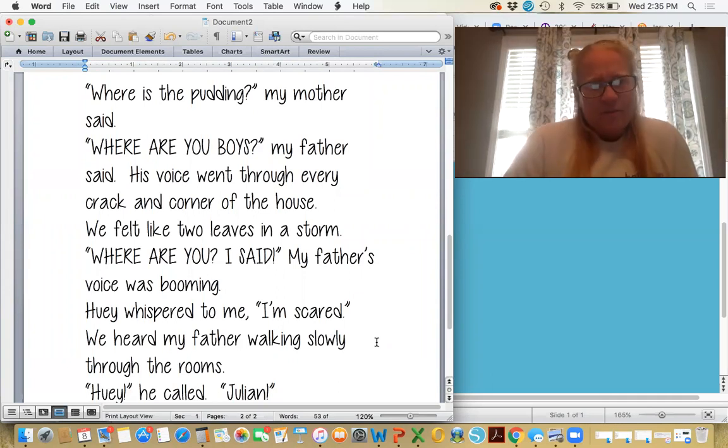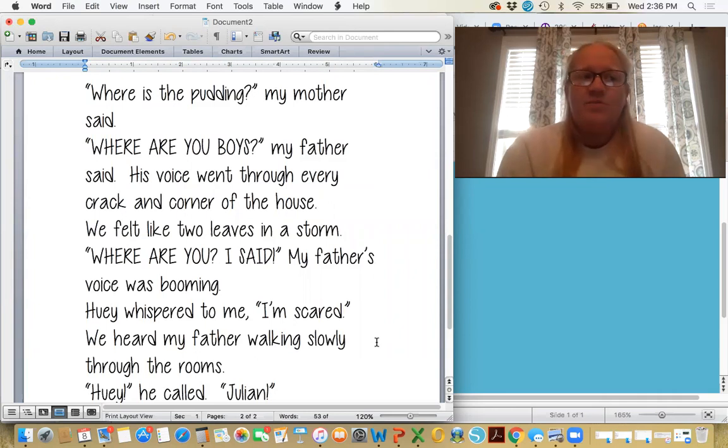"Where's the pudding?" my mother said. "Where are you boys?" my father said. His voice went through every crack and corner of the house. We felt like two leaves in a storm. "Where are you?" I said. My father's voice was booming. Huey whispered to me, "I'm scared." We heard my father walking slowly through the rooms. "Huey," he called, "Julian!"